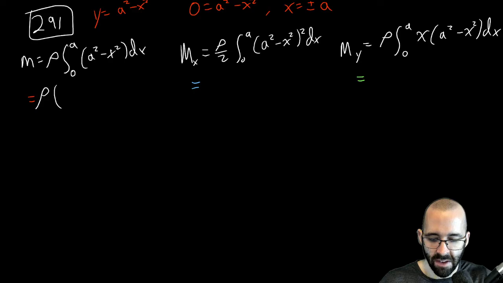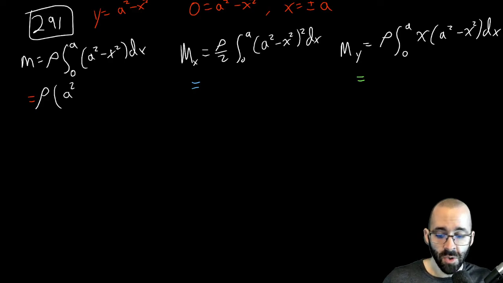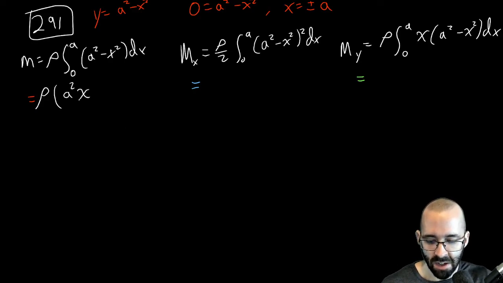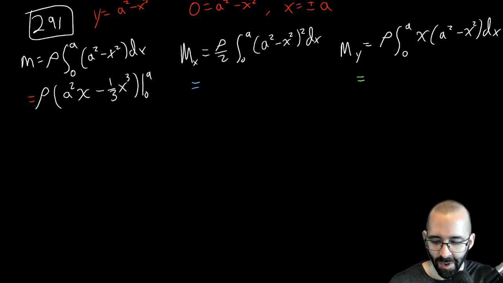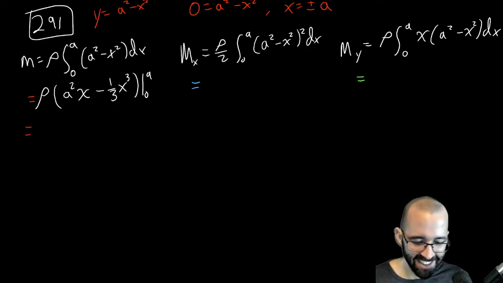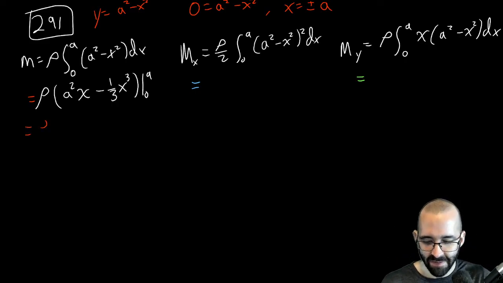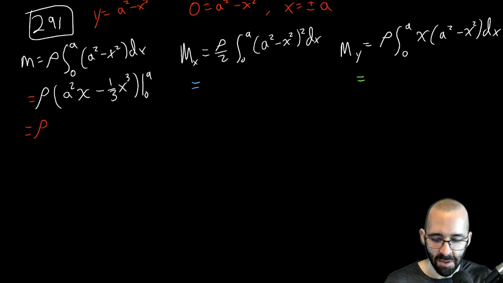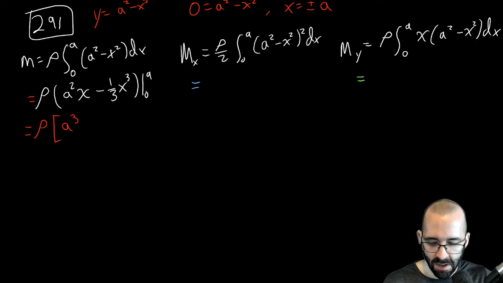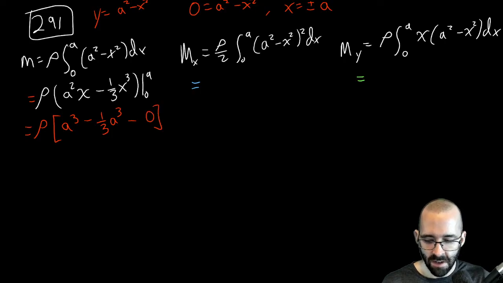We can take the antiderivative. A squared we treat as a constant. So this becomes a squared times x minus 1/3 x cubed from 0 to a. Wait, hey, where'd my color go? Keep the rho in front. Can't factor out the a squared because they don't both have it. When x is a, this becomes a cubed minus 1/3 a cubed. And when x is 0, they're both 0.